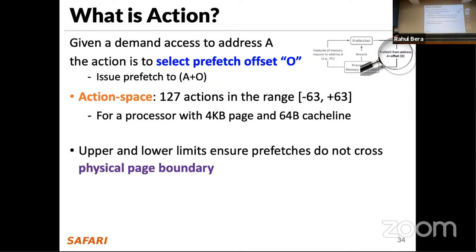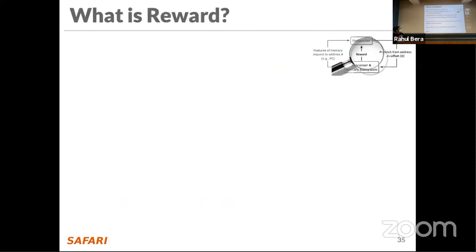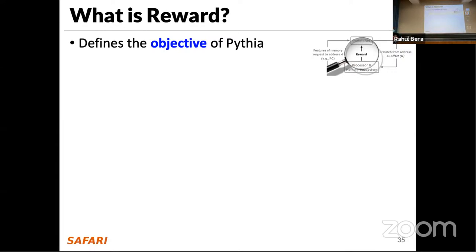So as I said, these limits are essentially telling you that you should not go beyond the physical page boundary. And you should also take note that zero is also a valid action for Pythia, which essentially means that, oh, I don't want to prefetch anything for now. So that's a valid action also, okay? Okay, so now let's define the reward.